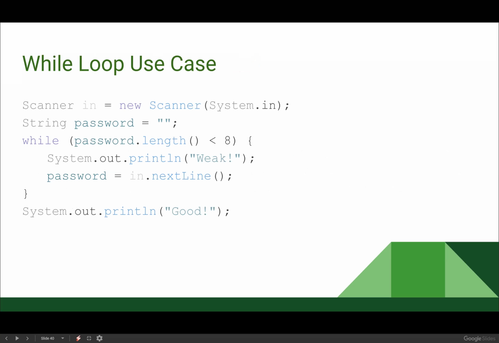So a potential use case for a while loop: we're asking for a password from the user, and as long as the password is not 8 characters long, we're going to keep asking for a password. In this example, the user is going to keep entering until their password is at least 8 characters. We don't know how long that's going to take. They could just press the letter F and enter over and over and over again forever. So we don't know how long this is going to take, which is why a while loop is super useful.